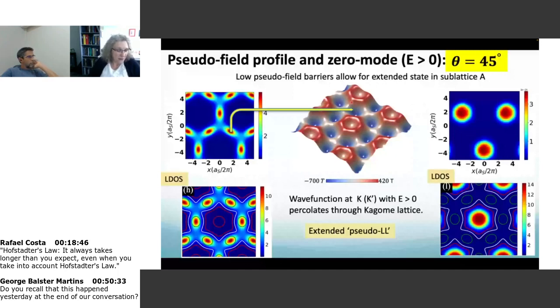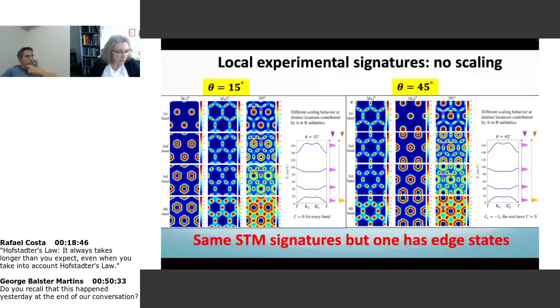Will I see any difference if I do an STM experiment between these two orientations? Will I see any signature of these effects? And the sad answer is no, you are not. Why not? Because if you have this orientation, this is the density of state per sublattice, this is the total density of state. This is the band structure associated with this density of state.